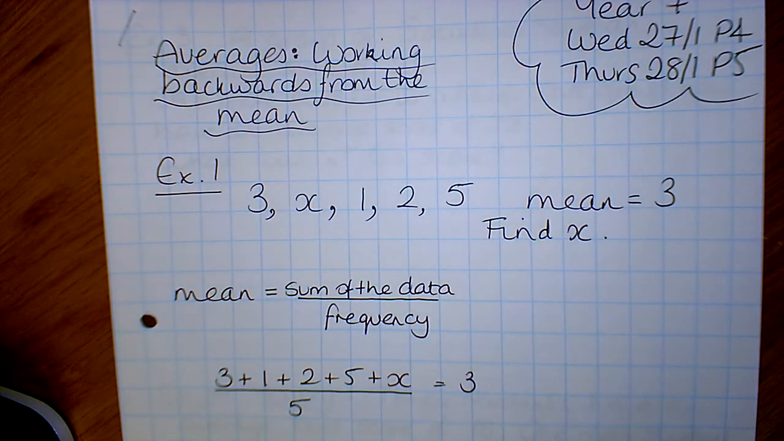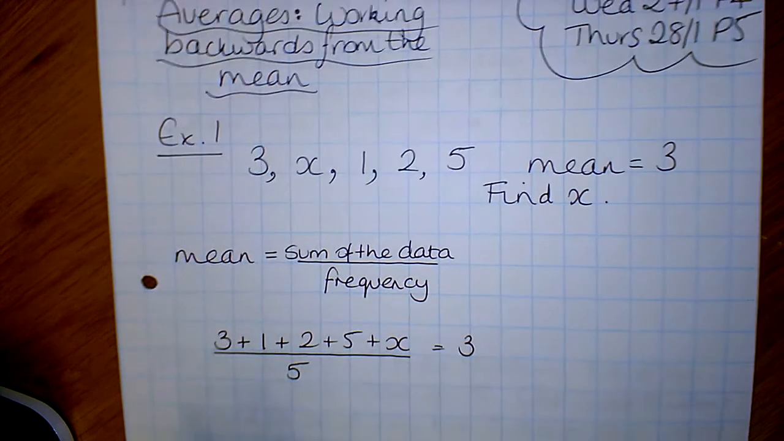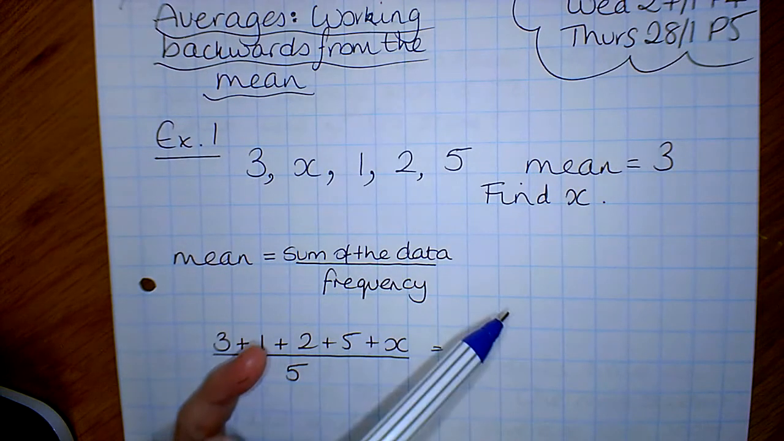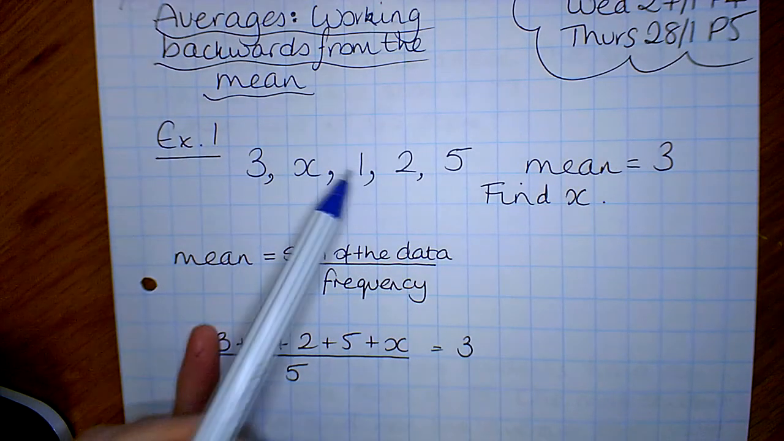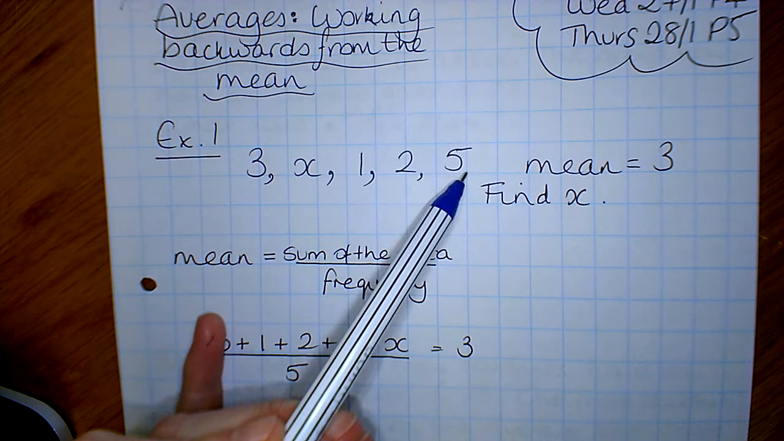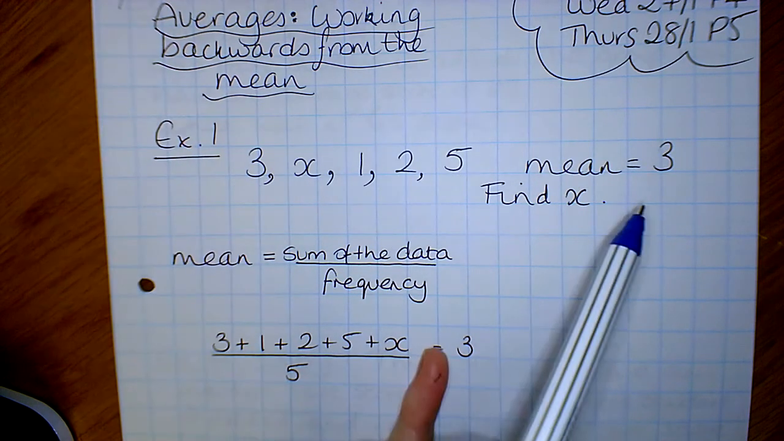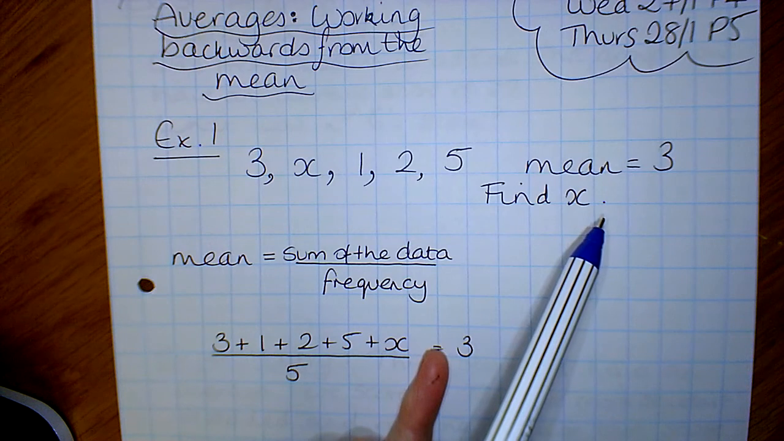Alright, so today we're going to be taking the work on averages and going a little bit further and being able to work backwards from the mean. You know how to find the mean, we need to be able to work backwards from it as well. So, I'm doing an example here. You have 1, 2, 3, 4, 5 numbers. 4 of them you know, 3, 1, 2 and 5, and 1 you don't know, x. Now with this question you're told that the mean is 3 and you're asked to find x.